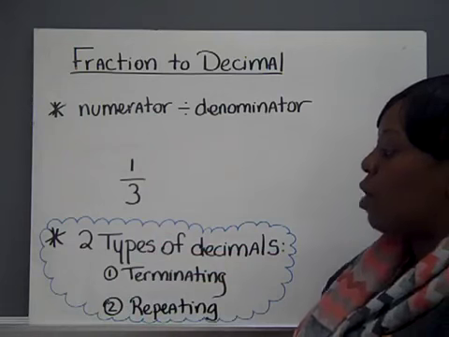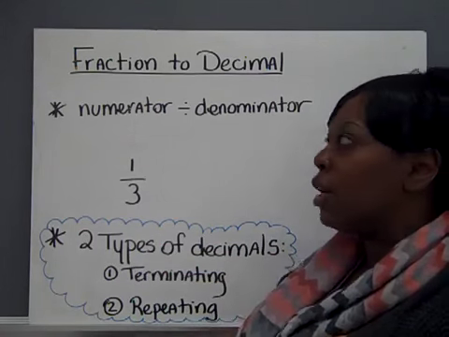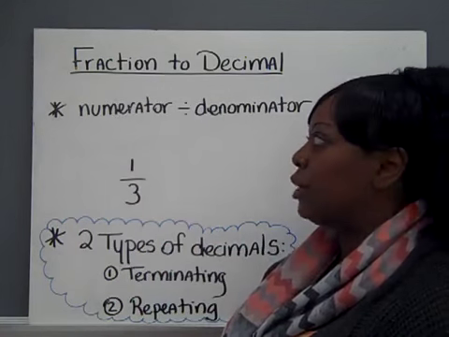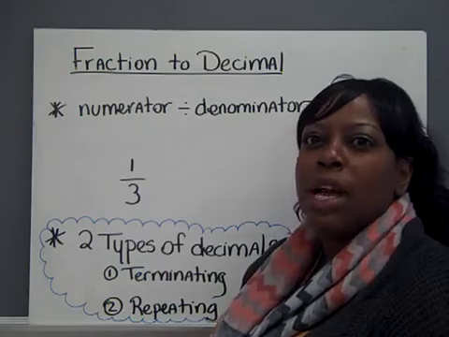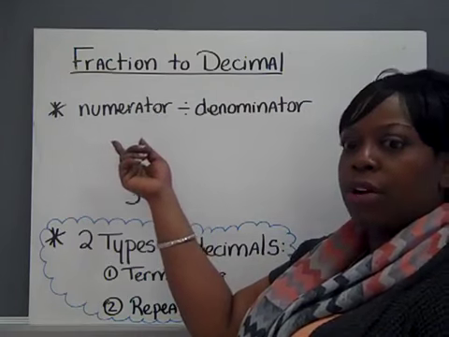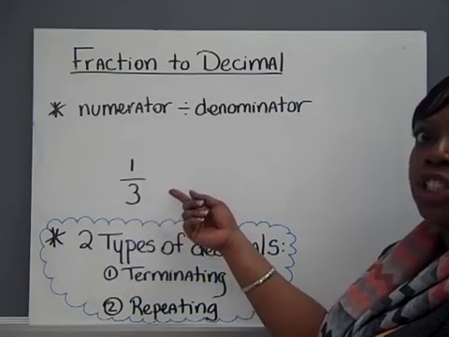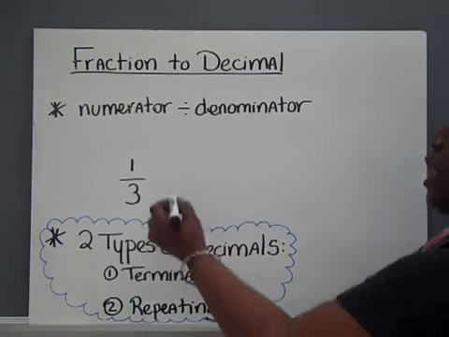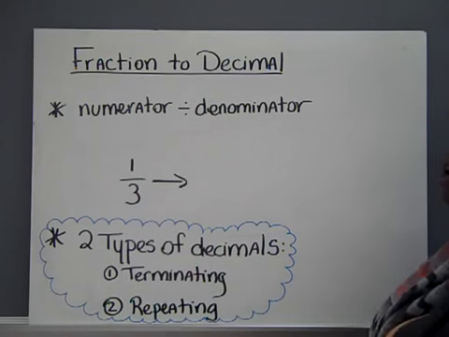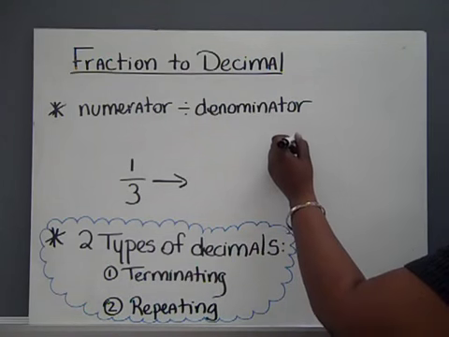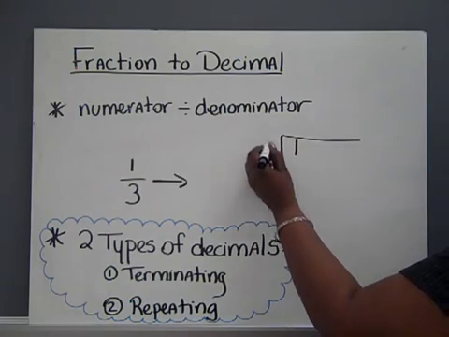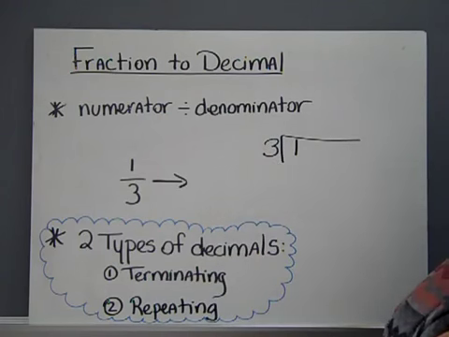Now, how to go from one form of a rational number to another. In this case, a fraction to a decimal. There's really only one step, and that is to take the numerator and divide it by the denominator. So we have a fraction 1/3, and we are being asked to change it to a decimal. You're going to take the numerator and divide it by the denominator.